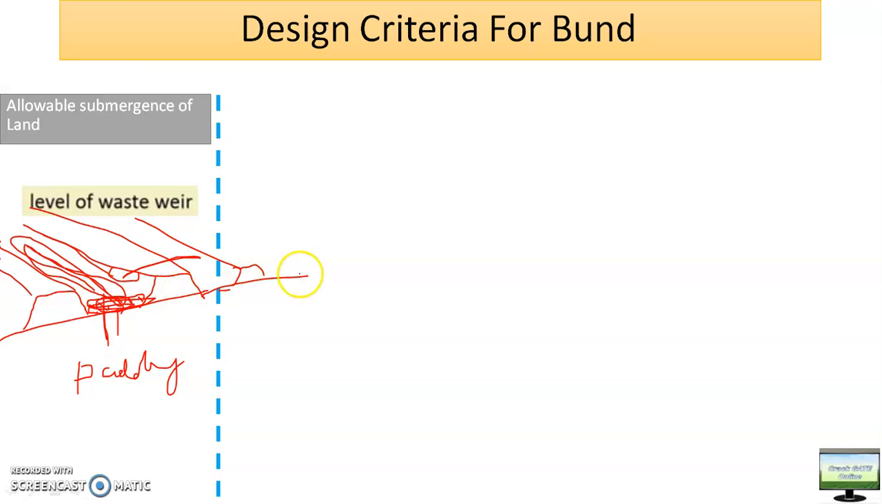What will be the second criterion? You can think, the second criterion will be the material in consideration, meaning the economy of construction, whether you want to use sand or soil or stone. So economic consideration will be the second point. What other design parameter can you think of?